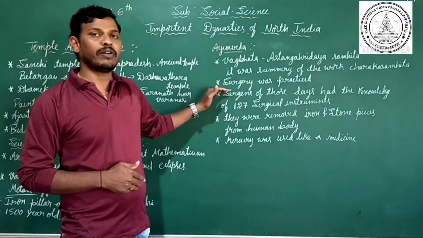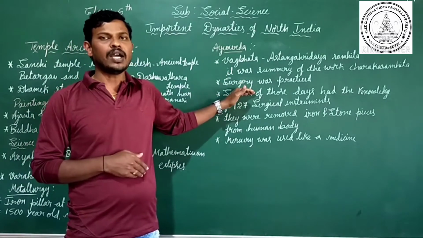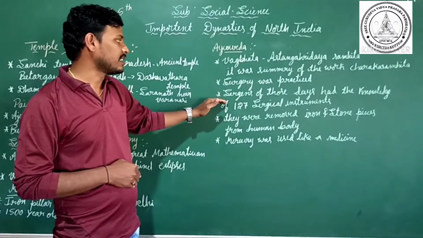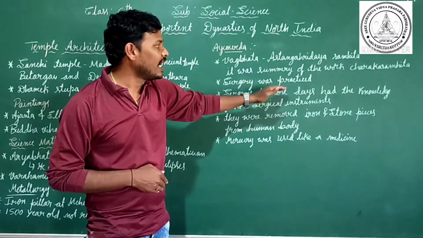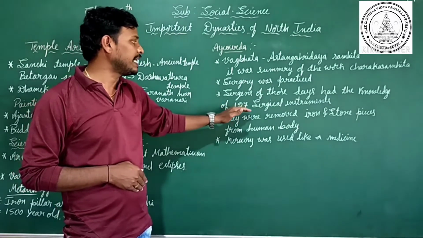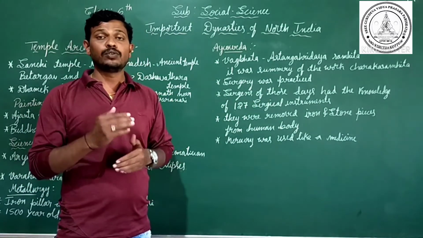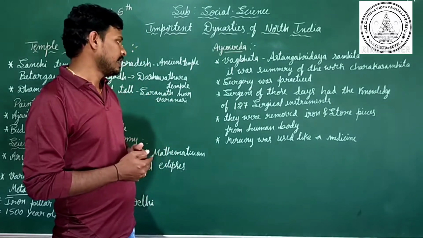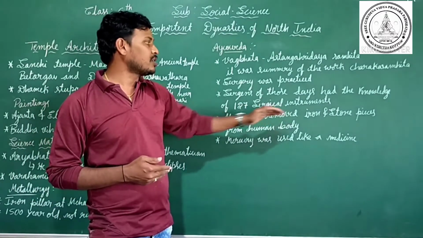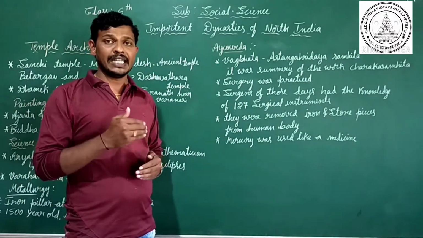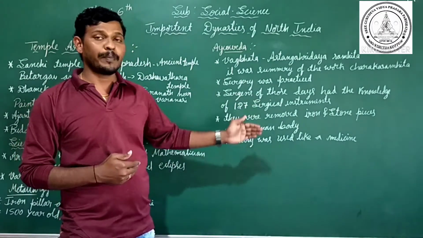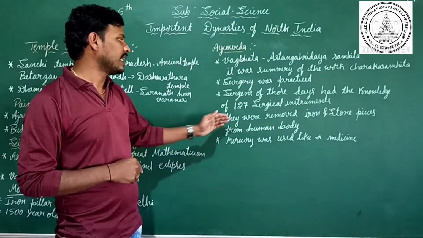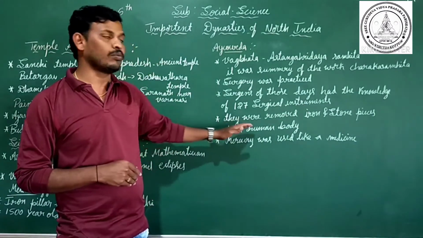Like this, surgery also was practiced in the time of the Gupta empire. They performed surgeries also. The surgeons of those days had knowledge of 127 surgical instruments. Using those 127 surgical instruments, they performed surgery. They removed iron and stone pieces from the human body. Accidentally, if iron and stone pieces were found in our body, they were removed by surgery.